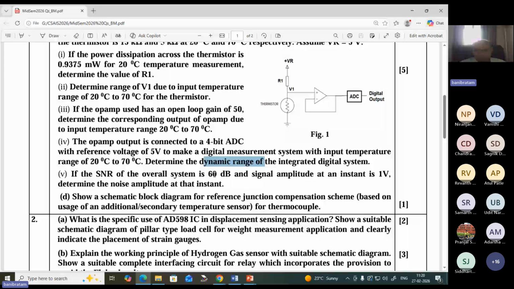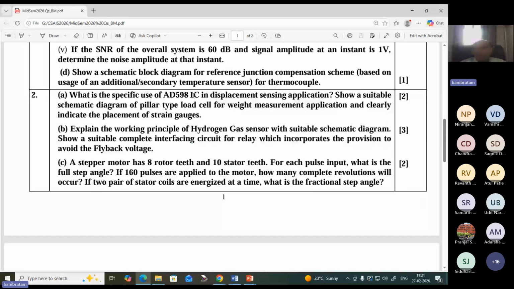So if it is 1 volt, that will be 1 millivolt, right? So then the straightforward theoretical question, the reference junction compensation scheme for thermocouple, you have to show here. In the next question, this AD5988 IC, that is for which sensor? That is for LVDT, right? It is the specific signal conditioning circuit or IC for your LVDT. That is a straightforward theoretical question.